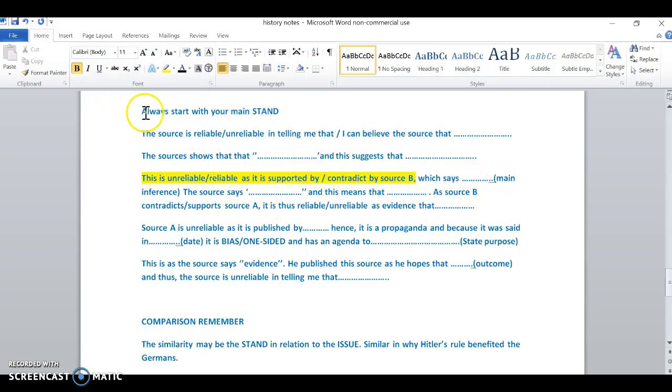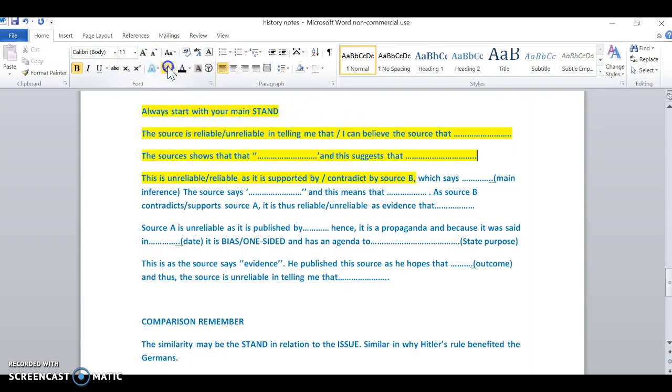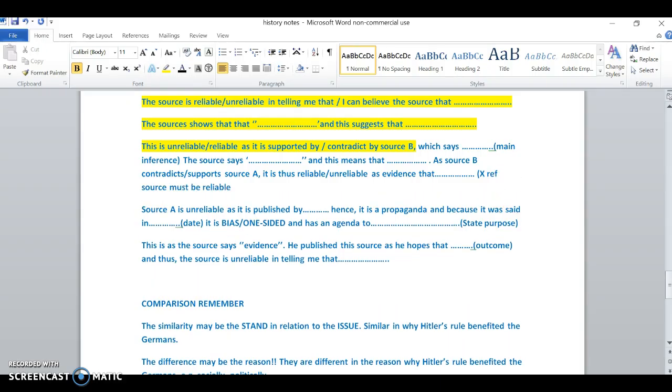So always start with your main stand and infer from your main source first before going on to say whether it's reliable or unreliable because it's supported or contradicted by another source. So pick the evidence that is directly saying the same thing. Okay, but make sure that it is a reliable source. So the cross-reference source must be reliable.